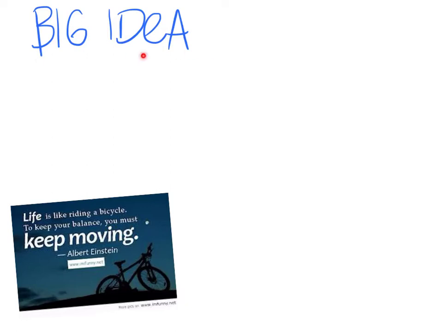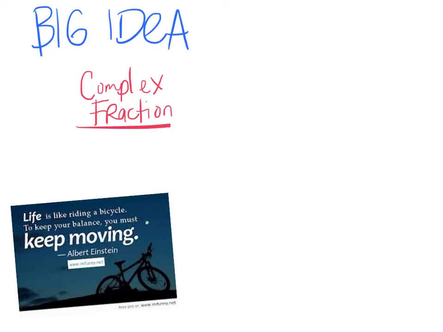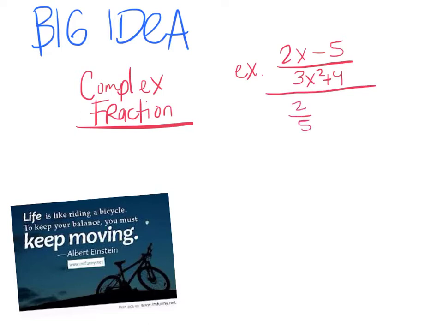So what is the big idea of complex fractions? Well, here's what a complex fraction looks like. A complex fraction is a fraction within a fraction. So an example of that might look like this. Maybe 2x minus 5 over 3x squared plus 4, divided by 2 over 5 plus 3 over x squared.